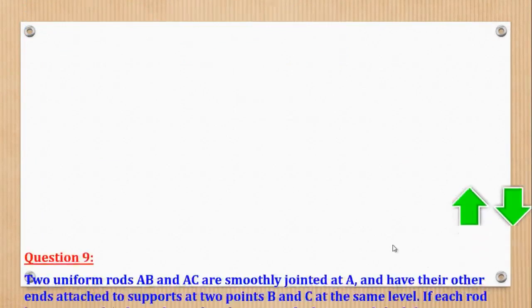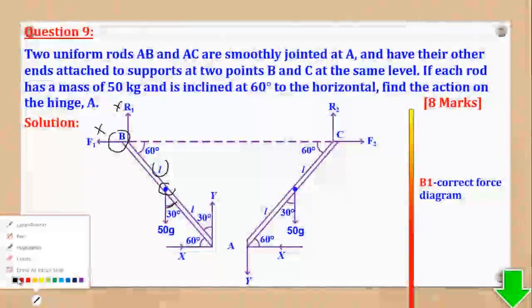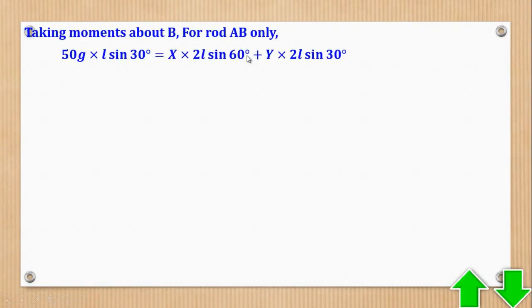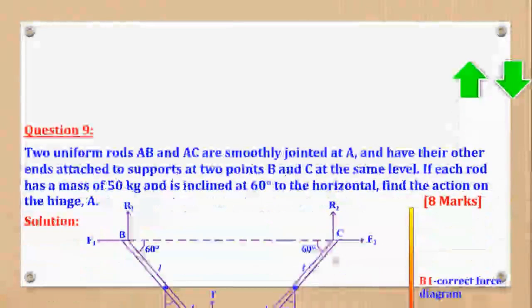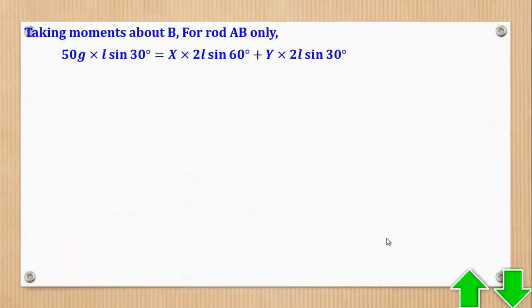What about X? When you go to X, the angle is 60 degrees and the distance from here to here is 2L. So the moment will be X times 2L sine 60 degrees. And lastly, Y. For Y, the angle is 30 degrees and the distance is 2L. Therefore, the moment here will be Y times 2L sine 30.